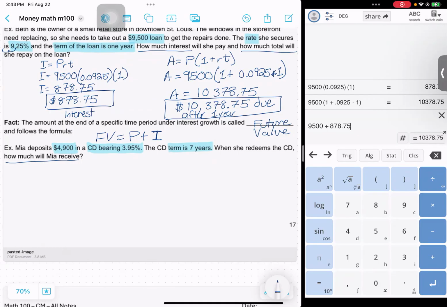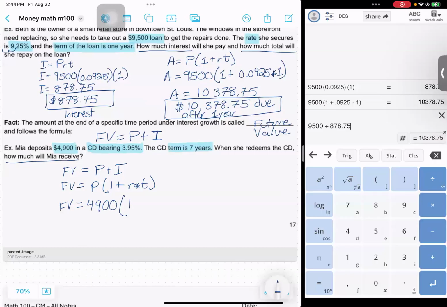So Mia will receive a future value. You could either use FV or A is equal to principal plus interest, but then we have to figure out interest, or again, we can use our formula P times 1 plus R times T. So our future value, we don't know. You can also be using A. Again, I know it looks a little strange. They mean the same thing.